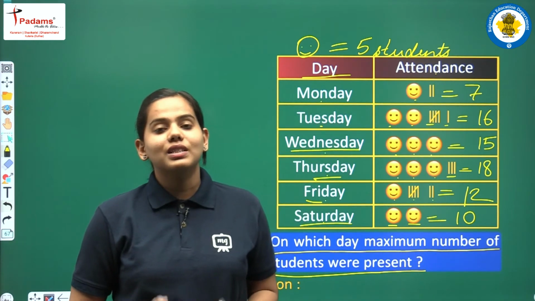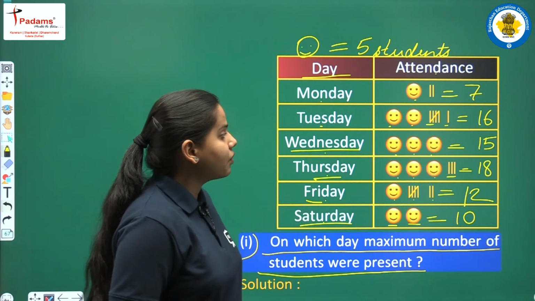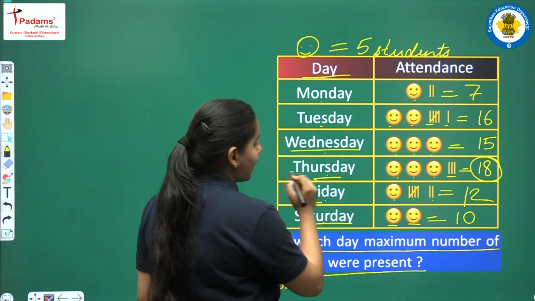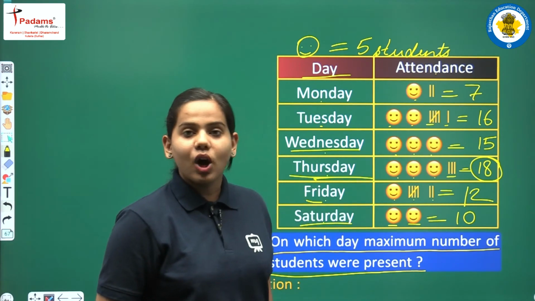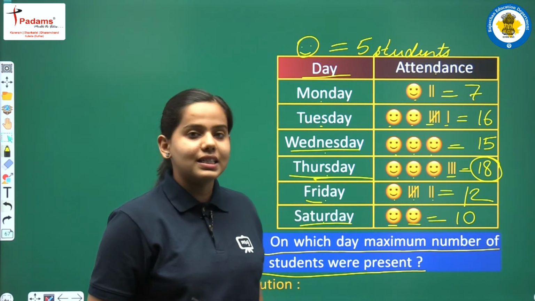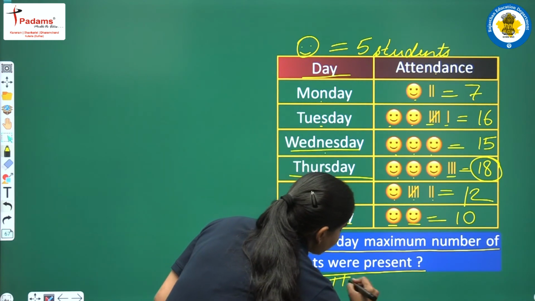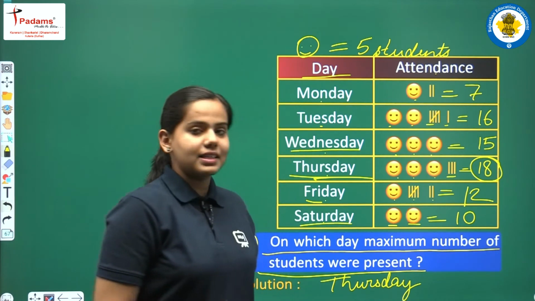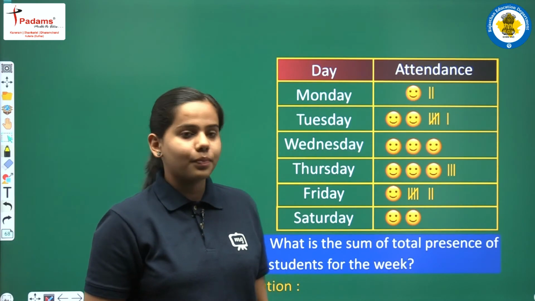किस दिन में सबसे ज़्यादा बच्चे present थे? So here we have written the number, here we can easily see 18 is the maximum number of students present on Thursday. So the answer is Thursday, as here the day was asked. Here we have written Thursday. Now let us solve the next part.